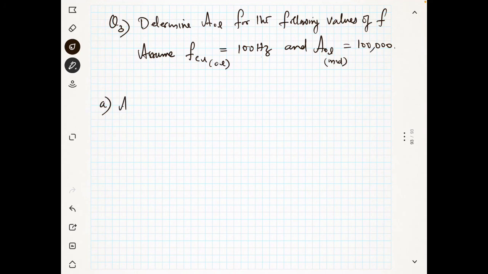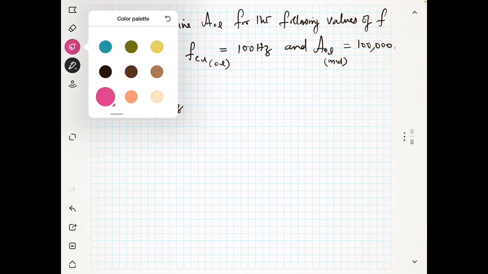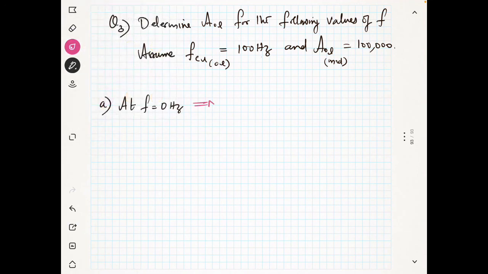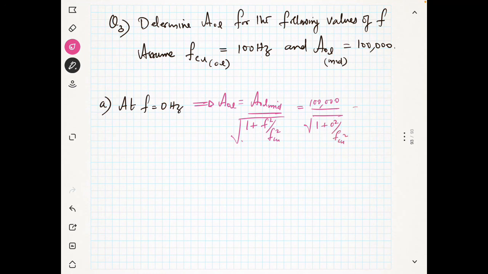Okay. Now the first part of the question is at f equal to 0 Hertz. What is the gain? We know that the formula is AOL is equal to AOL mid divided by the square root of 1 plus f square by FCU square. So this becomes 100,000 divided by square root of 1 plus 0 square by FCU square. This becomes 100,000. Same. Next, the second part of the question. So I will write the answer here itself. So these are all the answers.